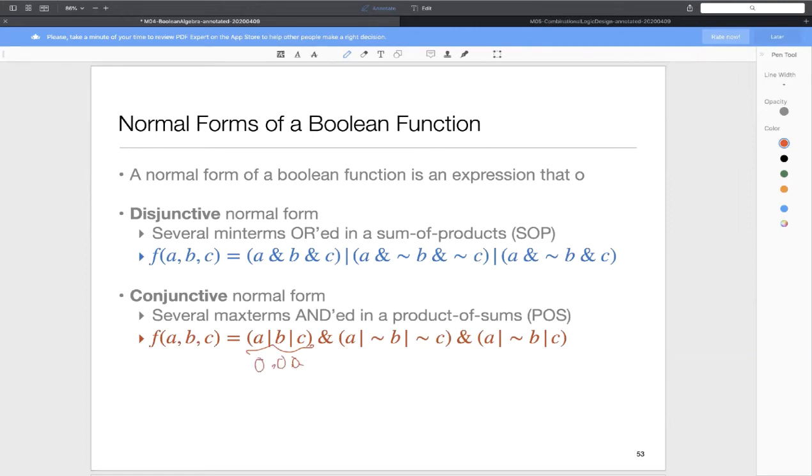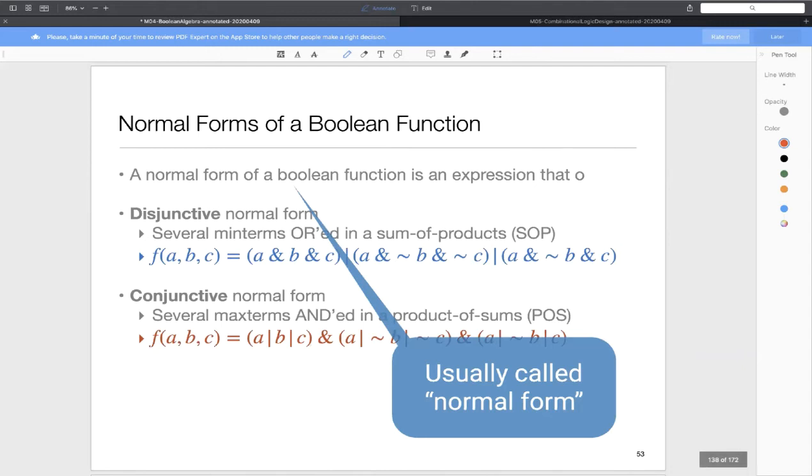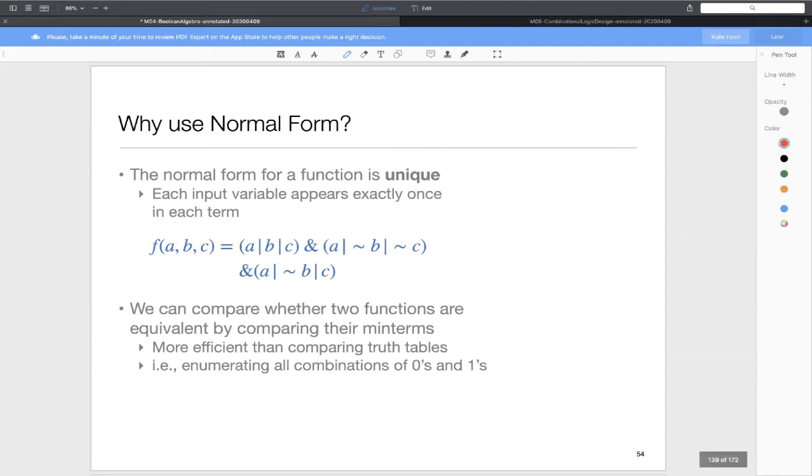So the idea is that conjunctive normal form consists of max terms, and then they're ANDed together. Okay, so these are just definitions of the normal forms. Again, this is supposed to point to disjunctive. If you hear simply normal form, it's usually referring to the disjunctive normal form. Okay, so why use normal form?